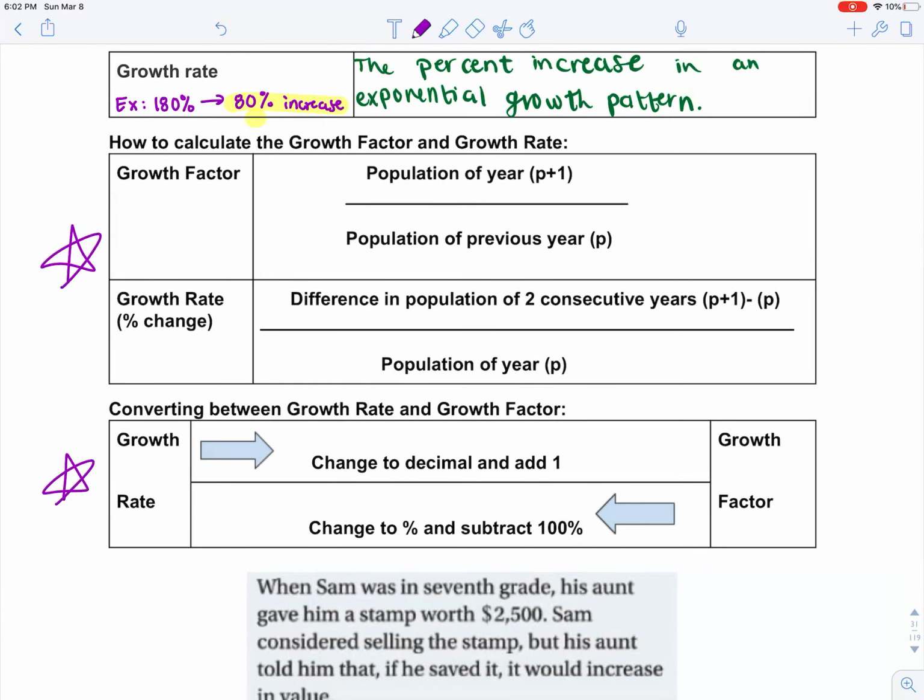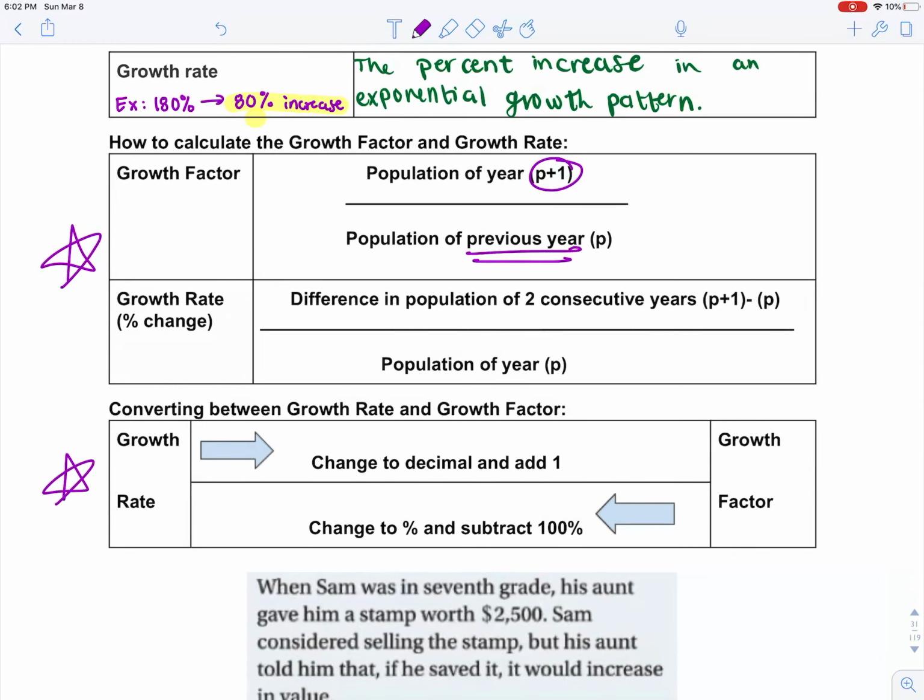The first one is how to calculate the growth factor and growth rate. We talked about growth factor already. We talked about how to calculate it. You're going to take the population of 1 year and divide it by the population of the previous year. That is how you determine the growth factor. We've already talked about that. But now let's take a look at how we find the growth rate.